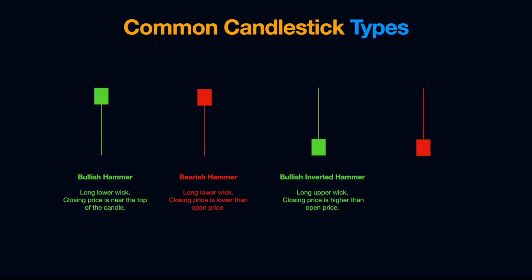Finally, we see a red candle with a small body near the bottom, a long upper wick, and very little lower wick. This candle is called a bearish shooting star. It could indicate that buyers pushed the price up at first, but sellers took control and pushed it back down.